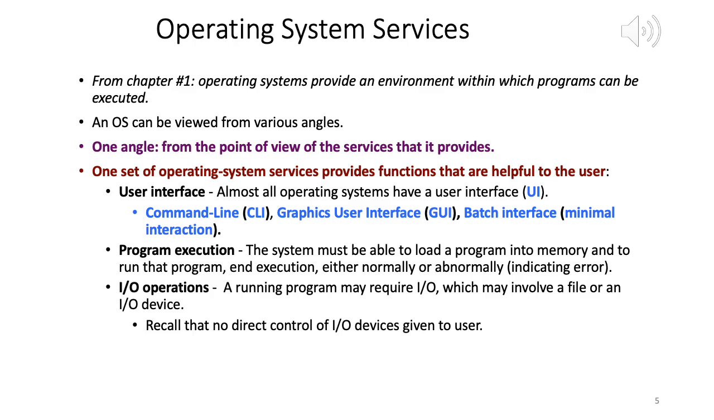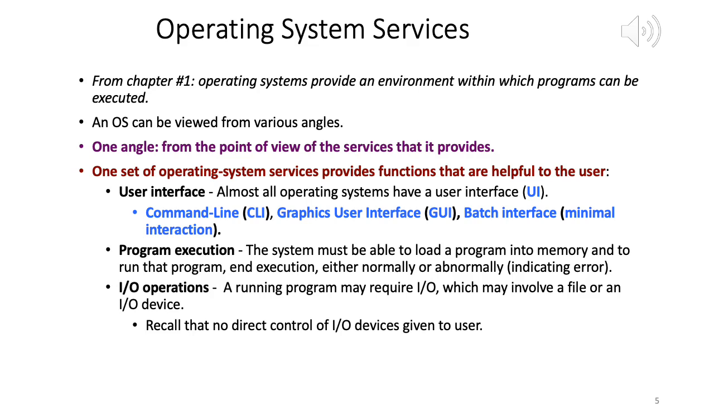Program execution, right? Definitely that service has to be provided, because the main goal of an OS is to execute programs. The system must be able to load a program from disk into memory and run that program, which means the CPU executes the program's instructions, and to end the execution when it terminates, either normally or abnormally indicating error. Maybe the program was trying to access some piece of memory which it was not supposed to, which led to the program being aborted before it could finish.